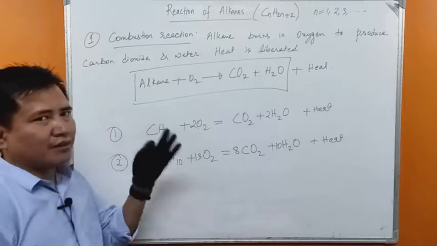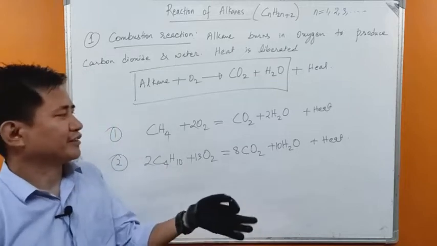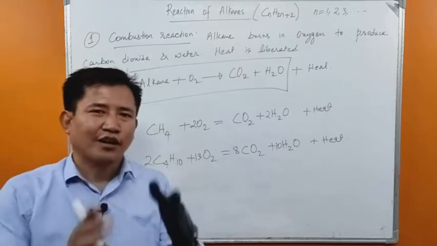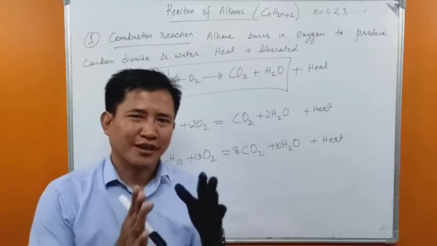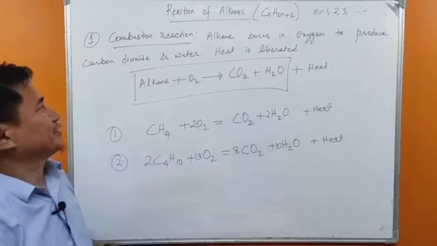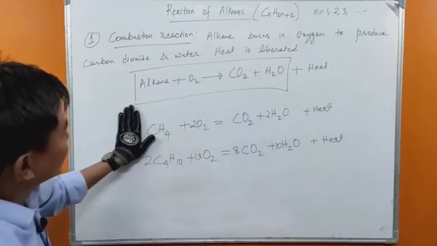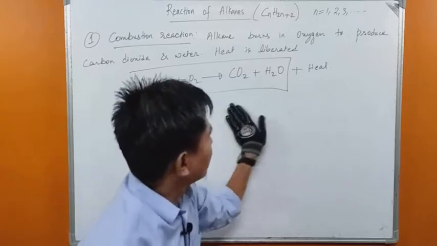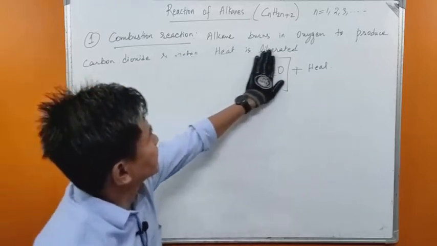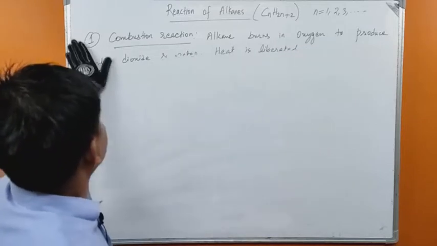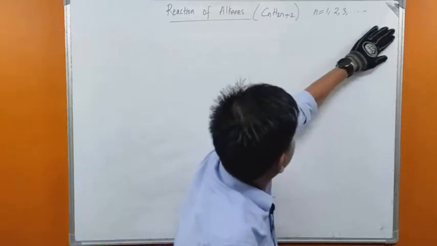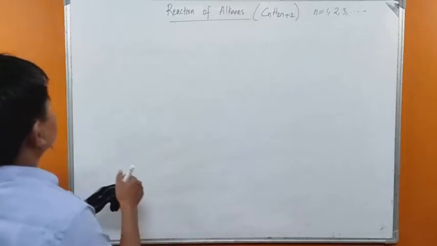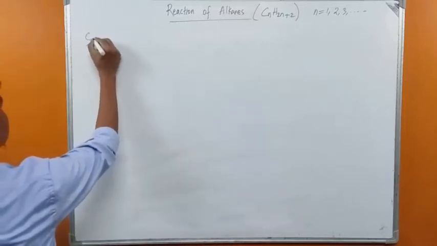So the main objective of what I wanted to tell you is not balancing the reaction. What I wanted to tell you is that alkane always burns in oxygen to produce carbon dioxide and water, okay? So this is what the combustion reaction tells us. Now let us see the next type of reaction, and that is the substitution reaction. Number 2.